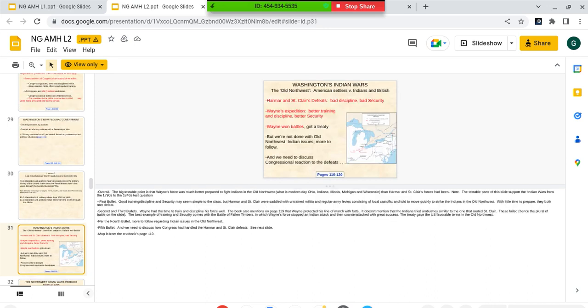For Harmer and St. Clair's defeats, the examples we learned here were of bad discipline and bad security. Wayne's expedition was much better training and better discipline and better security. Wayne won a lot of battles, which led to a treaty being drawn up. This was during Washington's Indian Wars and trying to secure the Old Northwest, and it was between the American settlers versus the Indians and the British.